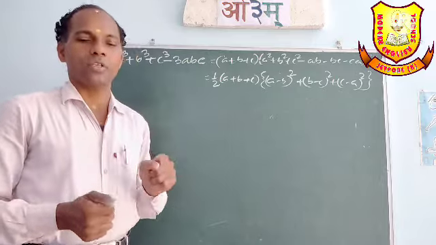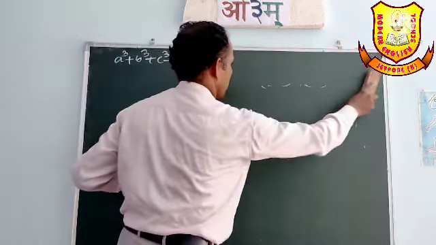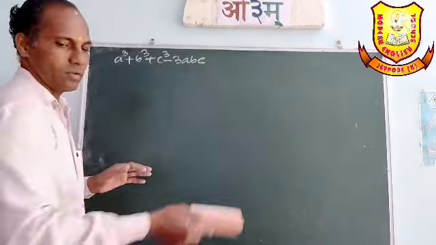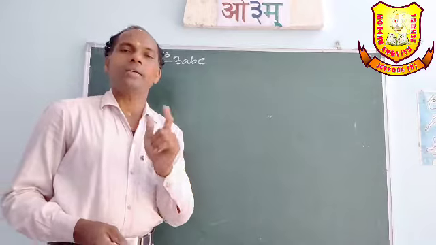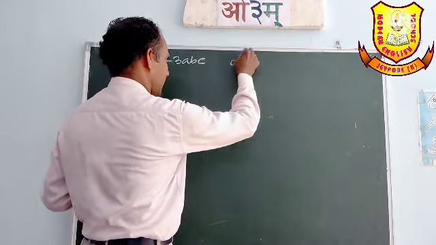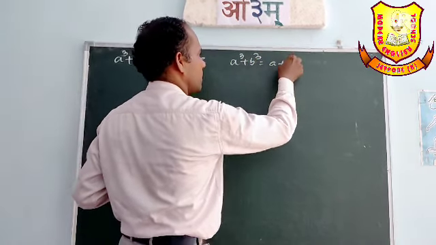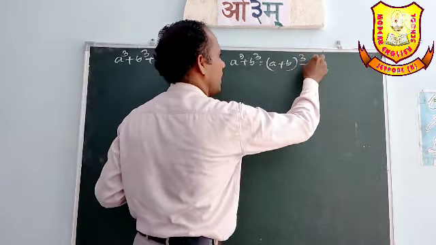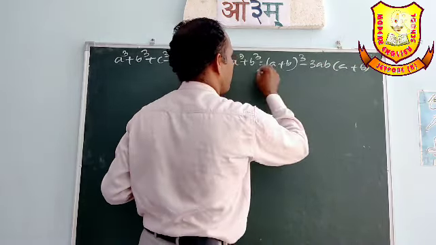Okay, how can we justify? I will rub this one. We have to prove this equal to that much. Before that, we have to know the algebraic identity I have told you: a cubed plus b cubed is equal to (a plus b) whole cubed minus 3ab whole into (a plus b).